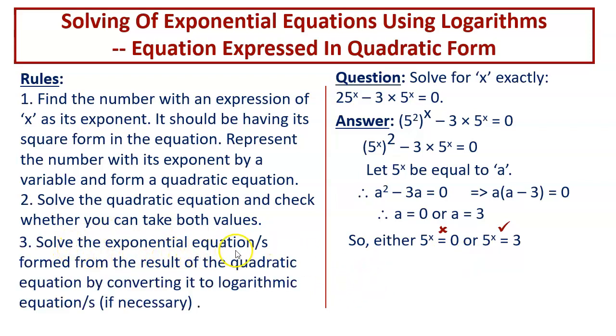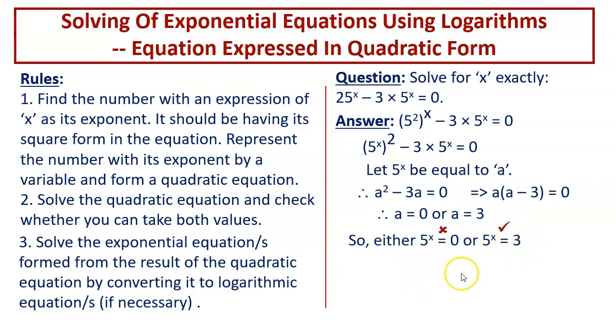Rule number 3: solve the exponential equation or equations formed from the result of the quadratic equation. Equations means in case you can take both the equations. But over here we cannot take both, we have to reject one of them. There is a single equation. And solve it by converting it to a logarithmic equation if necessary. Yes, we need a logarithmic equation to solve this part.